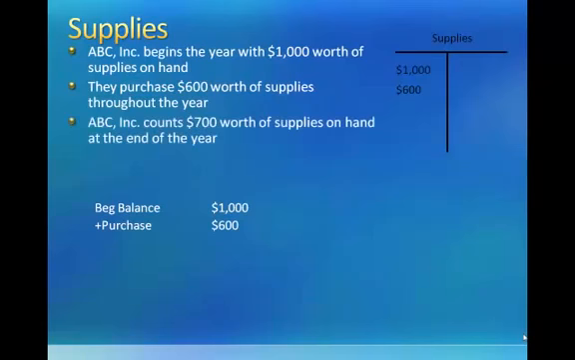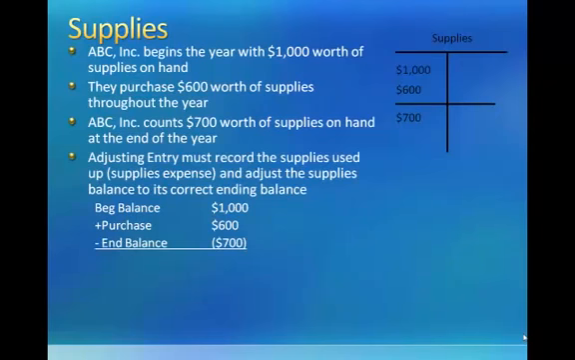However, if at the end of the year ABC counts the inventory and they only come up with $700 worth of supplies, we can deduce that we must have used up the other $900 worth of supplies, because that's the only way we can get from the $1,600 balance that we should have to the $700 that's on hand. Somewhere along the way, we lost $900 worth of supplies. So in this case, that would represent the adjusting entry that needs to be made to the supply account.